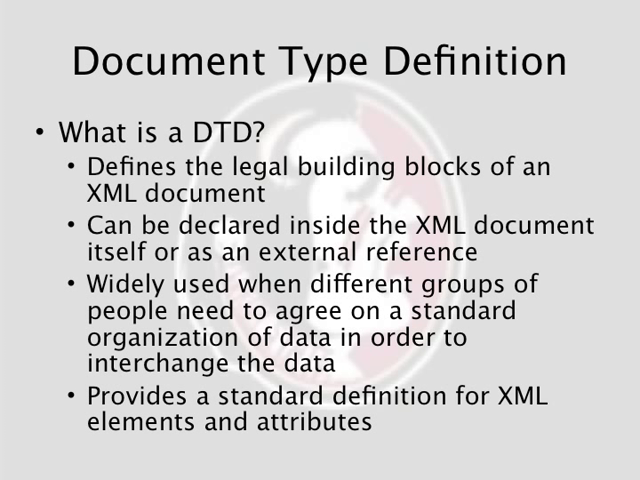It's widely used when different groups of people need to agree on a standard organization of data in order to exchange that data. So you've got 5 developers working on something that you want them all to adhere to a strict mapping of the XML document. You give them a DTD to define what goes where. It provides a standard definition of XML elements and attributes for all the people involved in that program.